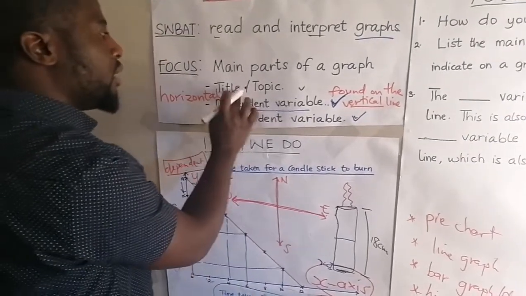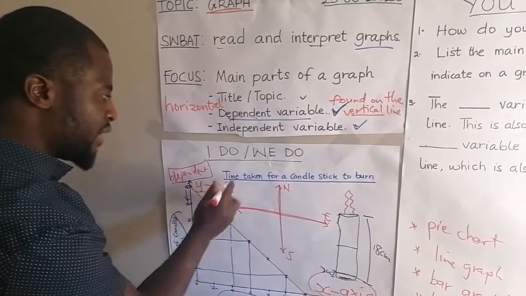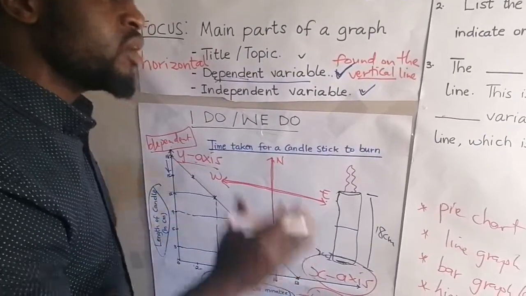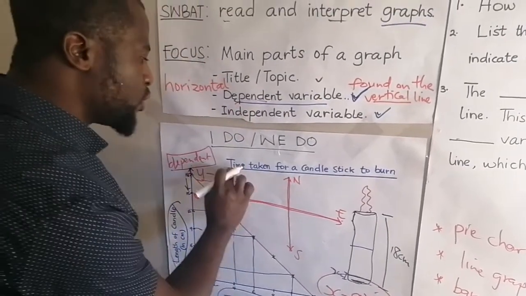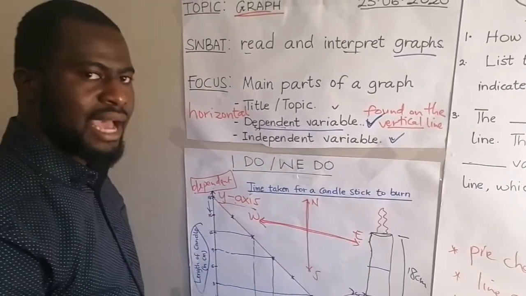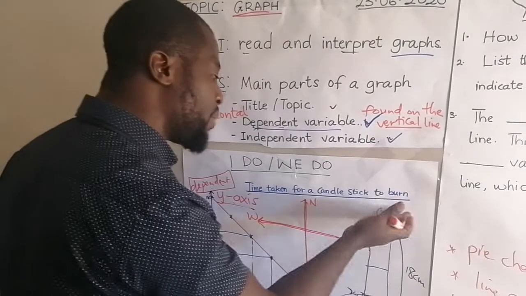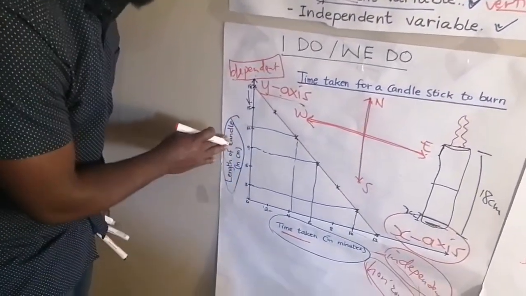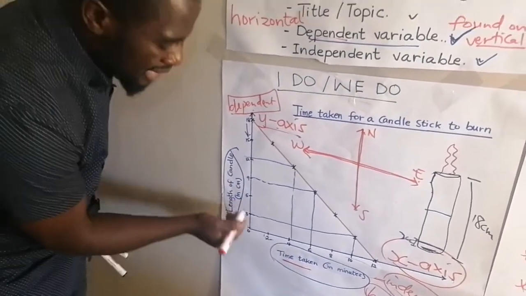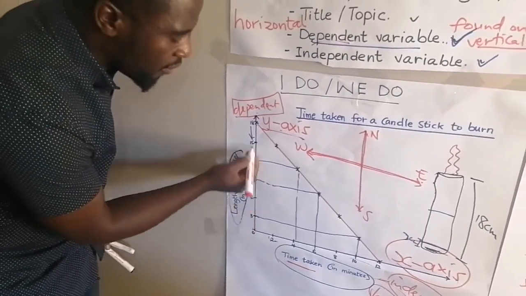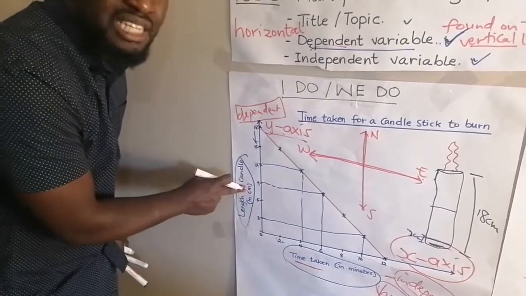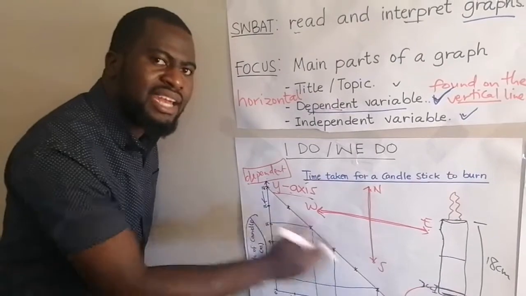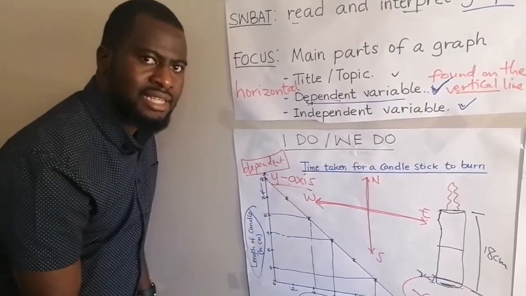The title of the topic of our graph here is this: the time taken for a candlestick to burn. Whenever you draw your graph, it should have a title underlined neatly like mine. So make sure you underline your topic. Make sure you write your dependent variable in your graph work at this side. So the numbers here, 3, 6, 9, 12, 15, 18 in centimeters represent our length of candle, which is our dependent variable. Does that make sense?